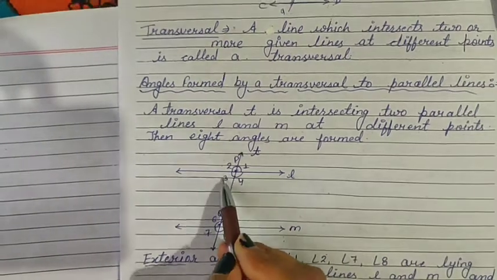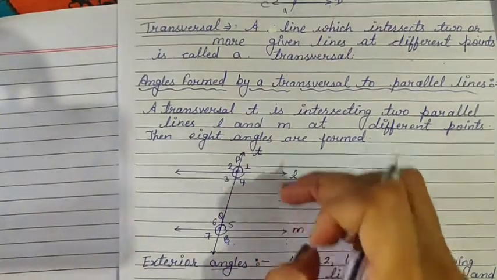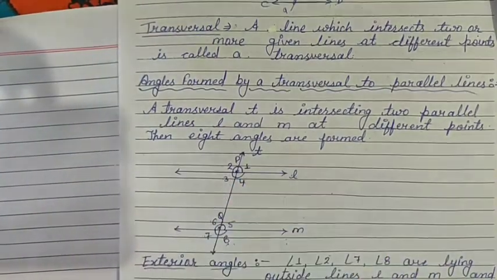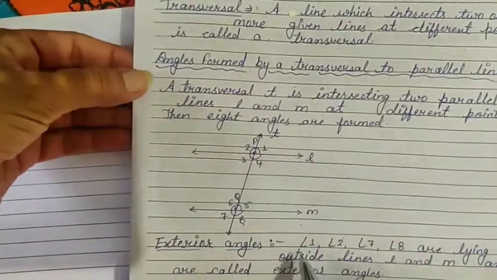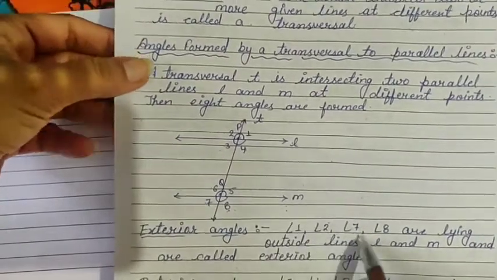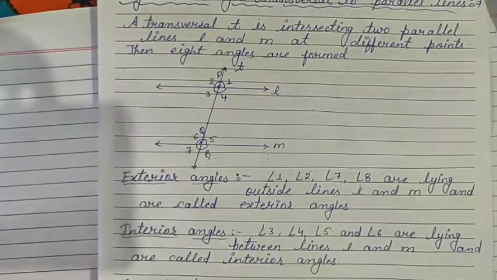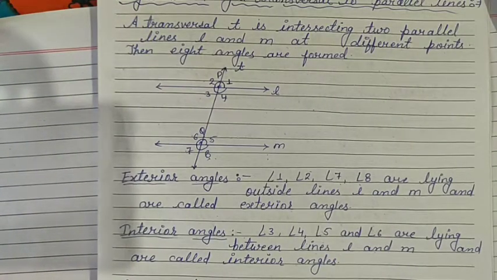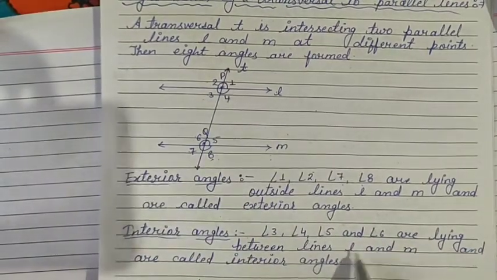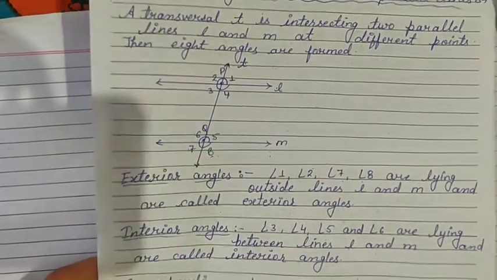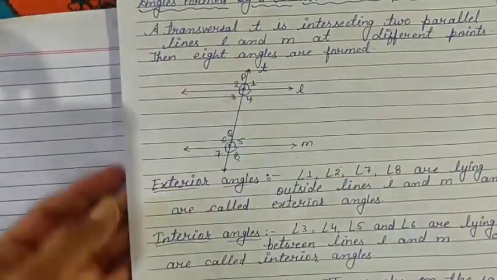It means angles 3, 4, 5 and 6, these 4 angles, are lying between lines L and M. So these are called interior angles. Exterior angles: angles 1, 2, 7 and 8 are lying outside lines L and M and are called exterior angles. Interior angles: angles 3, 4, 5, 6 are lying between lines L and M and are called interior angles. So these angles are interior angles and these angles are exterior angles.